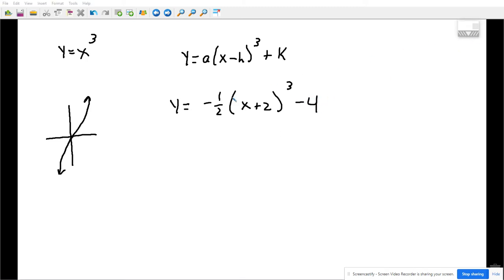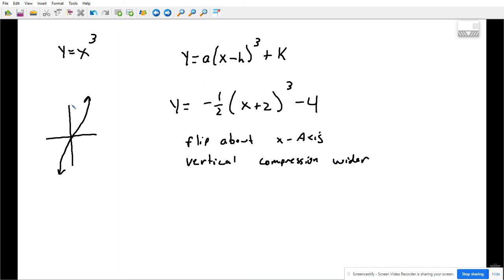So if I looked at this graph, what does the -1/2 do? It's going to flip about the x-axis. Also, because it's 1/2, it's going to have a vertical compression, which in normal terms, it's just going to make the legs of this thing a little bit wider. What is my H? H is plus 2, which means I'm going to go to the left 2. And -4 is going to tell me to go down 4.